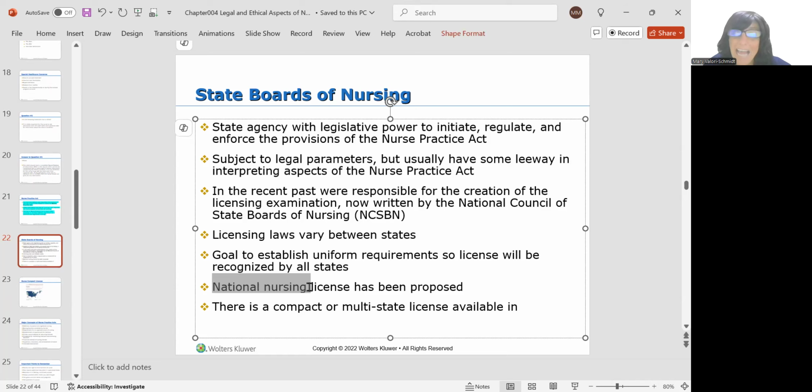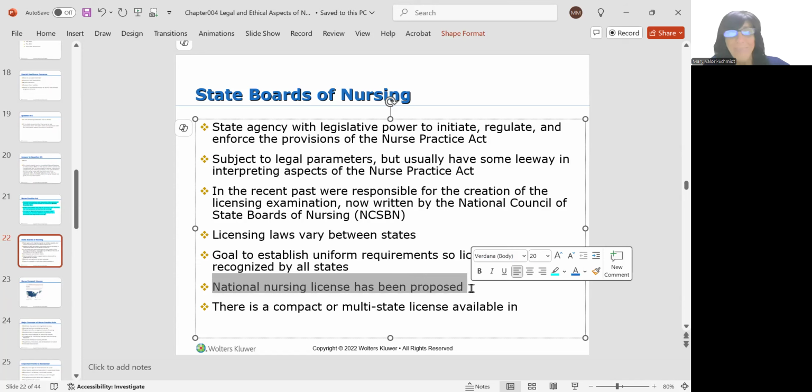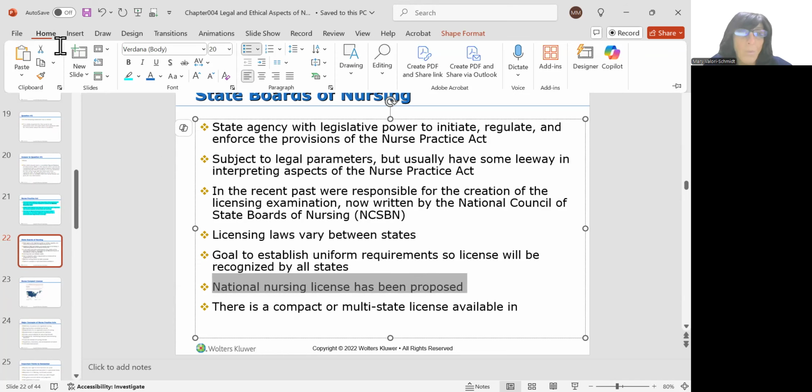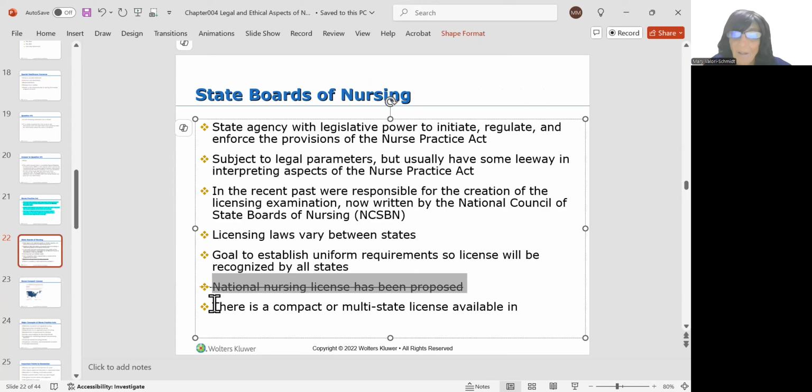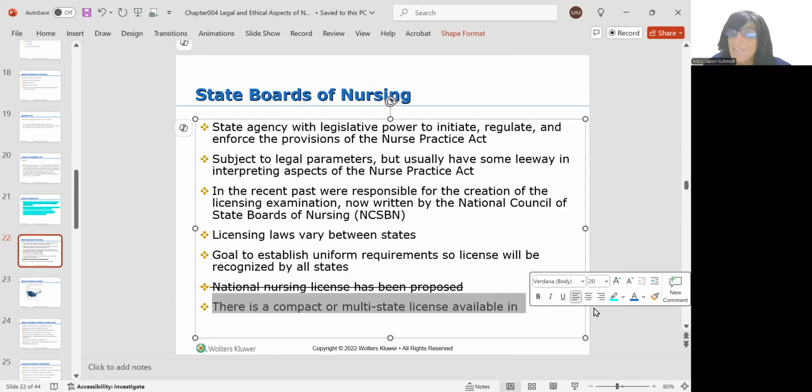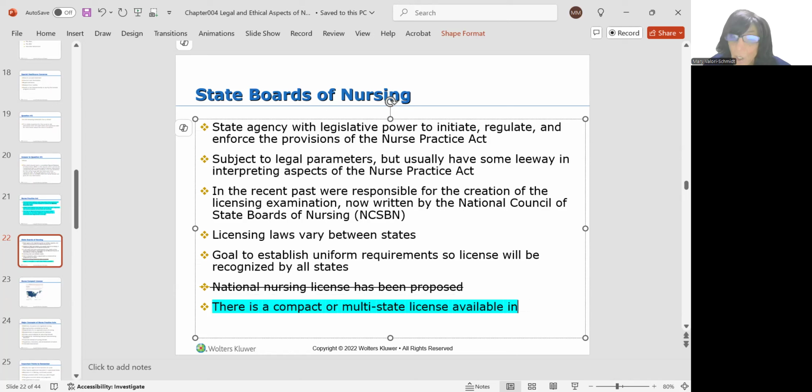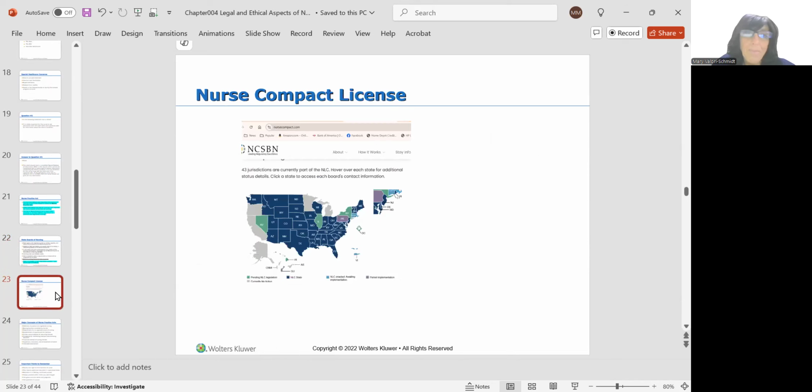This PowerPoint said a national nursing license has been proposed. I will tell you that we now have the Nurse Compact license. So multi-state license is what we have. And it's available in your primary state of residence. In other words, if you live in New Jersey, you can apply for a multi-state license. And I'm going to show you here which states participate in this, okay?